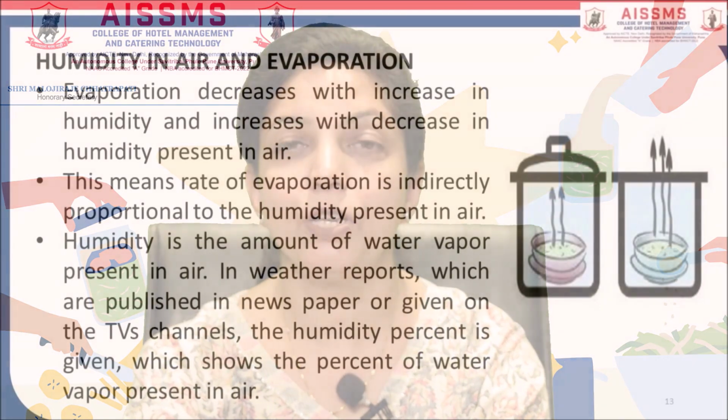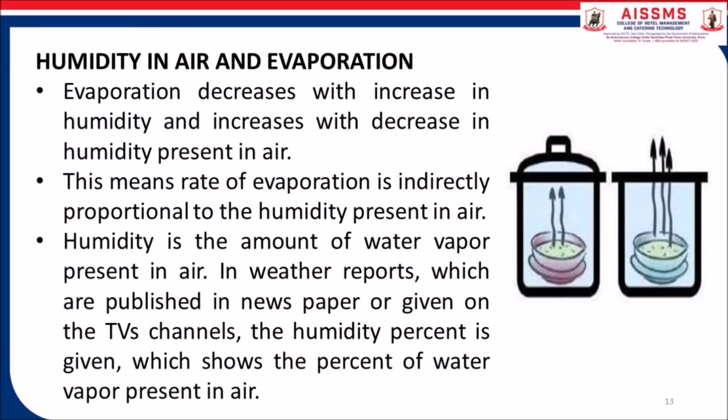There is yet another element that affects the rate of evaporation, and that is humidity in the air. So what is humidity? Humidity or the moisture content is the amount of vapor which is entrapped in the atmosphere or the air. The evaporation rate decreases with the increase in the humidity and increases with the decrease in the humidity present in the air. It means it is inversely proportional to each other.